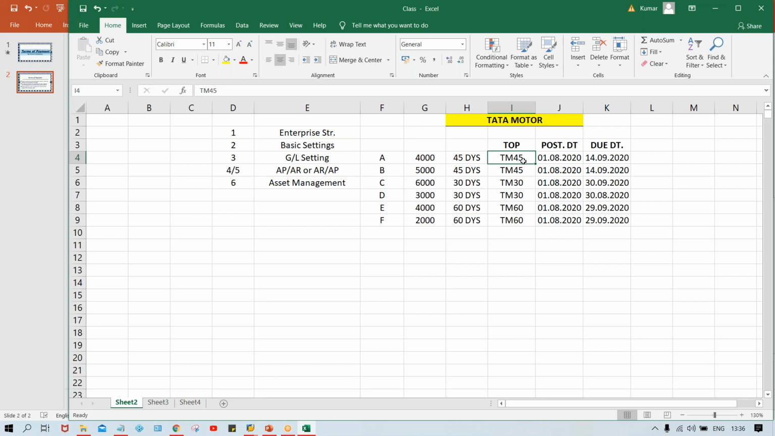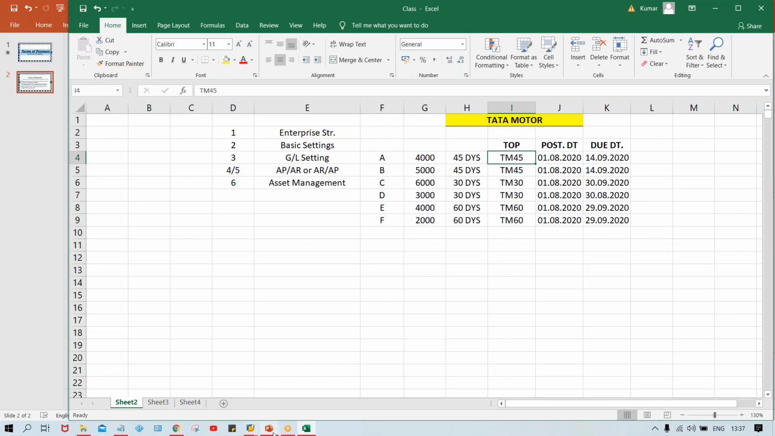If you know these functionalities, then only you will be able to understand this concept. So here, this terms of payment is going to be set up. This is going to be assigned in the vendor master, and from master data, the system is going to determine the terms of payment automatically. Okay, this is the concept.